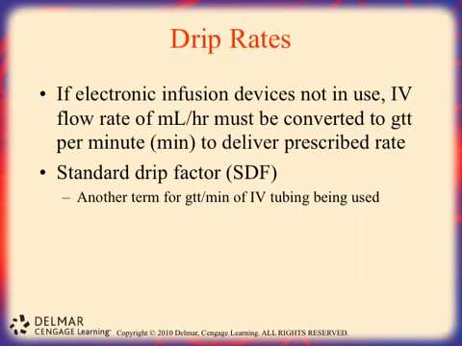However, there may be some occasions when you will not be using an infusion device, and you will have to calculate an IV flow rate that has been ordered in milliliters per hour to drops per minute. Drip factor is another term that we use for the drops per milliliter of the IV tubing that's being used. Different IV tubings have different drip factors. They will be printed on the package label, and you'll use this to calculate your drip rate.